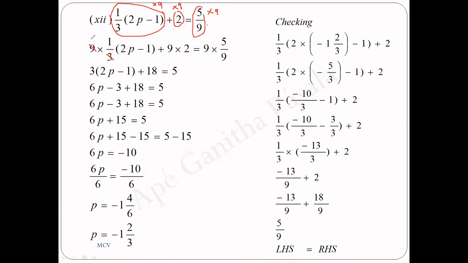Then 3 into 1, 3 into 3, 9. Here you can multiply, then you can remove this 9 with the denominator. Now you have removed the denominators. Now 3 into 1, 3, brackets 2p minus 1. 3 brackets 3 into 2p minus 1. 9 into 2, 18. Here 5 remains.